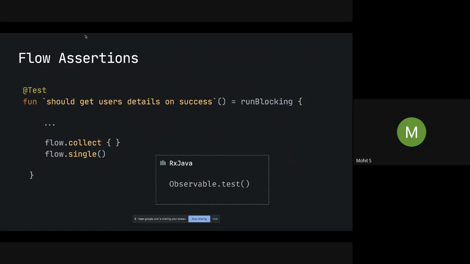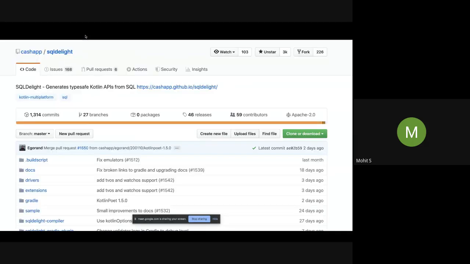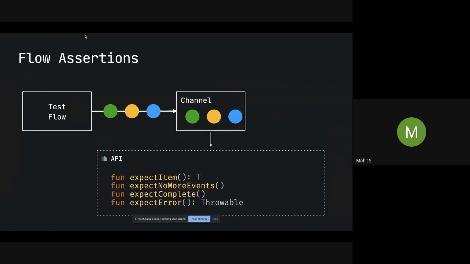I like to look at the patterns that are used in the community. There are a lot of creative things that people do, and one of the patterns is used in the SQLDelight library by Square. This is a really great library for SQL, and the way they do testing in that library is very interesting.